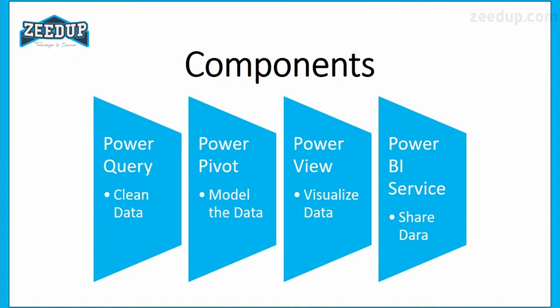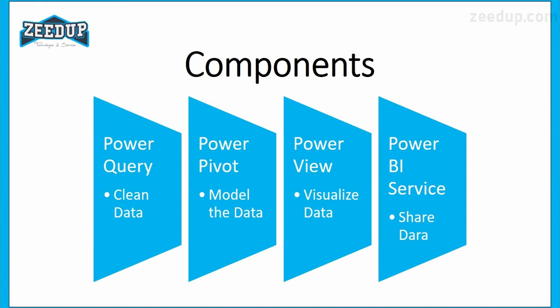Let us understand what the components of Power BI are. There are multiple components available, but the main ones are Power Query, Power Pivot, Power View and Power BI Service. Firstly, Power Query. Power Query is one of the most important components of Power BI. It can also be included in Microsoft Excel and can be used as a component of Power BI Desktop.